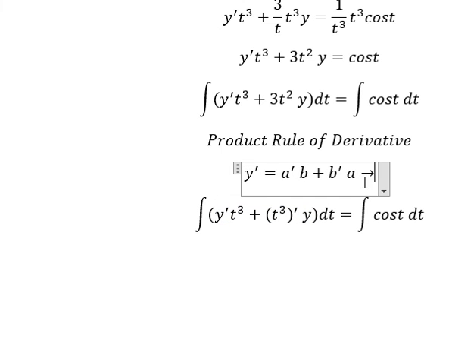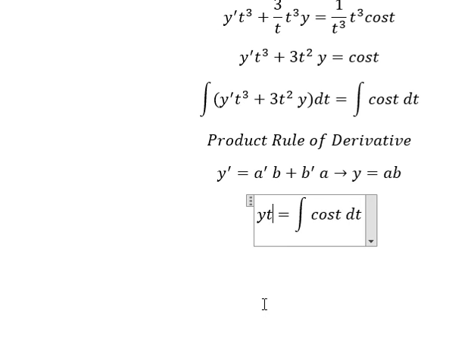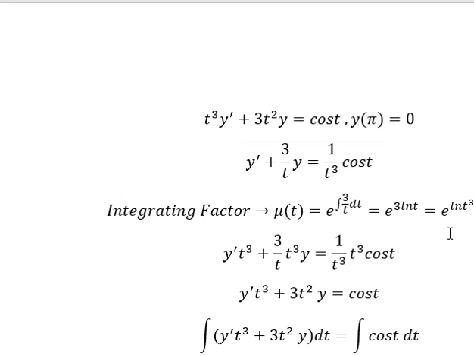So the integration of this one, we have y equals ab. So the integration of that one, we have y t to the power of 3. This one we have sine t and we put c. Now we have the conditions.